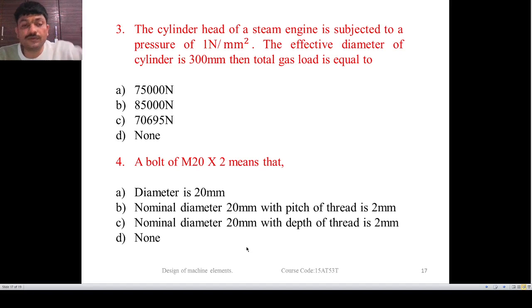Okay. So therefore the correct answer for this question is 70,695 Newton. That is option C. Okay. Next, you take another one.